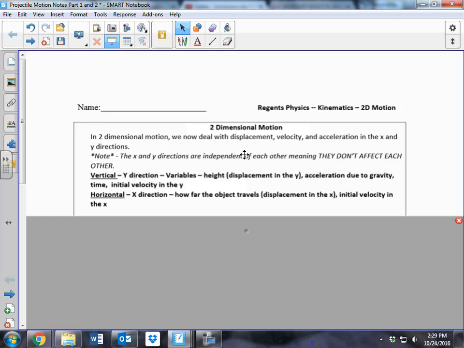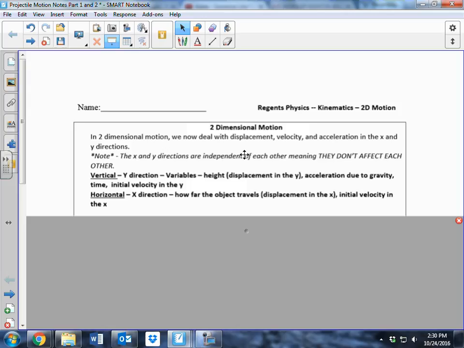So for the vertical, the y direction variables are height, which is the displacement in the y, how high the object goes, the acceleration due to gravity, which is 9.8 meters per second squared, and depending if we say up is positive, then it becomes negative, or if we say down is positive, it becomes positive. We have time and initial velocity in the y. Those are the y variables or the vertical direction. Now, we use time in the vertical direction because the acceleration due to gravity dictates how long it will take for an object to hit the ground.